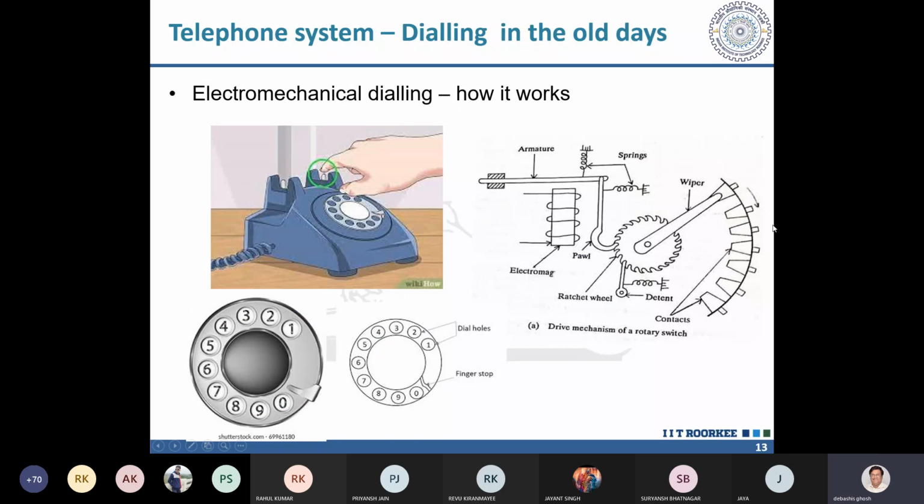Now this is something that happens in the telephone exchange. You are connected basically to the telephone exchange directly, and the telephone exchange will connect you to the called person.